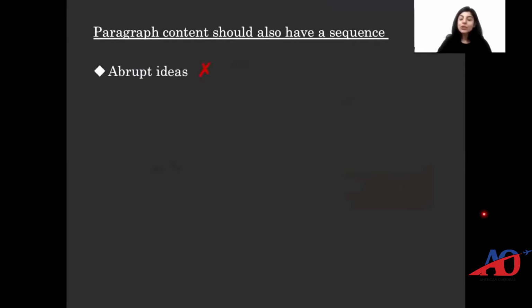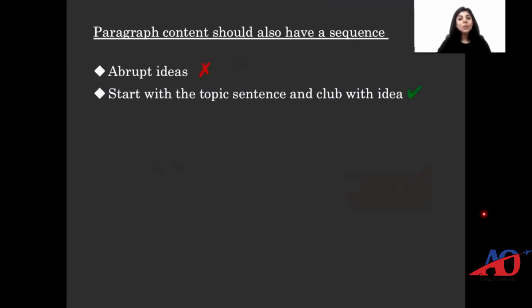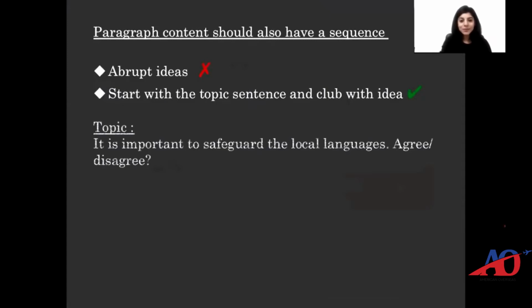That means you should not write the ideas abruptly when you start the paragraph. Instead, start with the topic sentence and club it with an idea. I'll tell you what a topic sentence is. For example, your topic is, it is important to safeguard the local languages. Agree or disagree? Let's say you agree because you believe that it will preserve the culture.